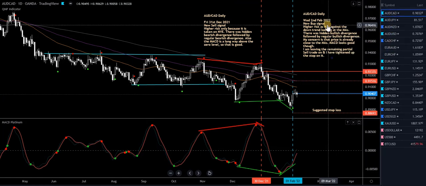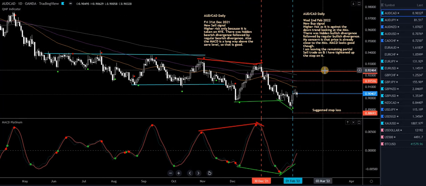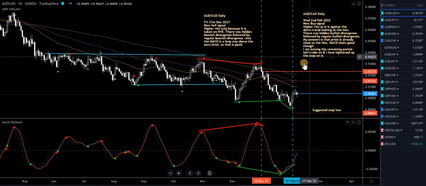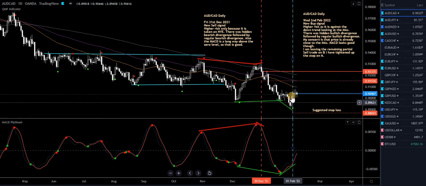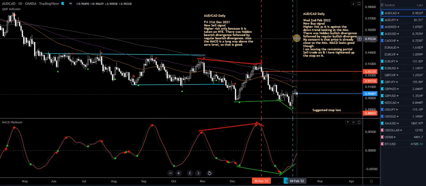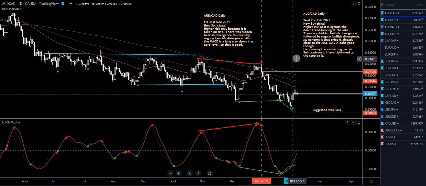All right, AusCAD. Now you'll see the most recent trade is normally on the right. So this one here, Wednesday the 2nd of Feb, it was a buy. So that's this trade in here, the buy. You can, as I said, pause the video and read my notes. I'll make plenty of notes about what I'm thinking of the trade at the time of entry.